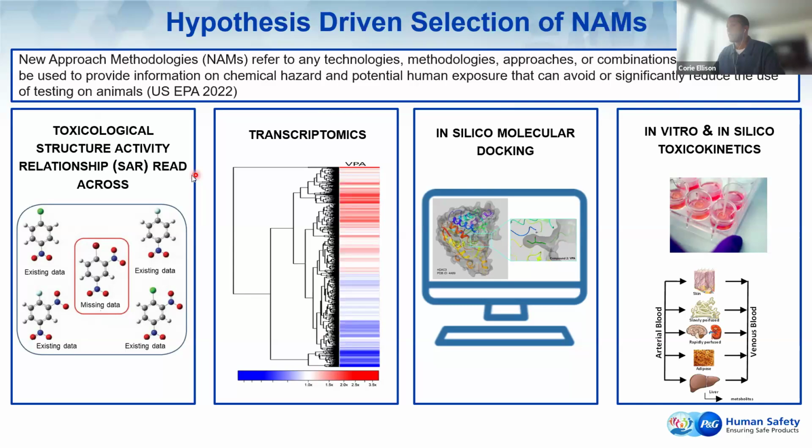For the purpose of the case study and presentation today, I'm going to use the EPA definition of a NAM, or a new approach method, which is shown here at the top of the slide. Our selection of NAMs for inclusion in the case study was determined by a hypothesis-driven approach where we gave consideration to the problem statement that we were addressing and the applicability of a given NAM. We ended up using 4 main groups of NAMs, which were toxicologically based structure-activity relationship read-across, transcriptomics, in silico molecular docking, and in vitro and in silico toxicokinetic approaches.